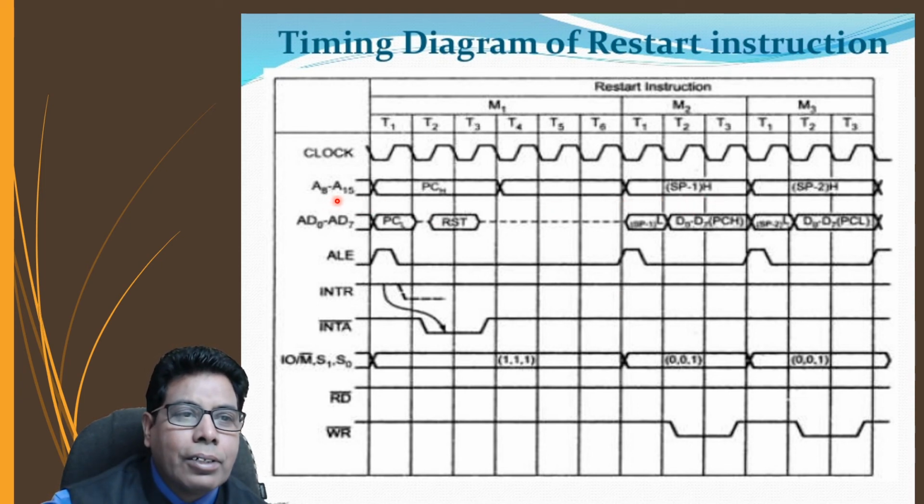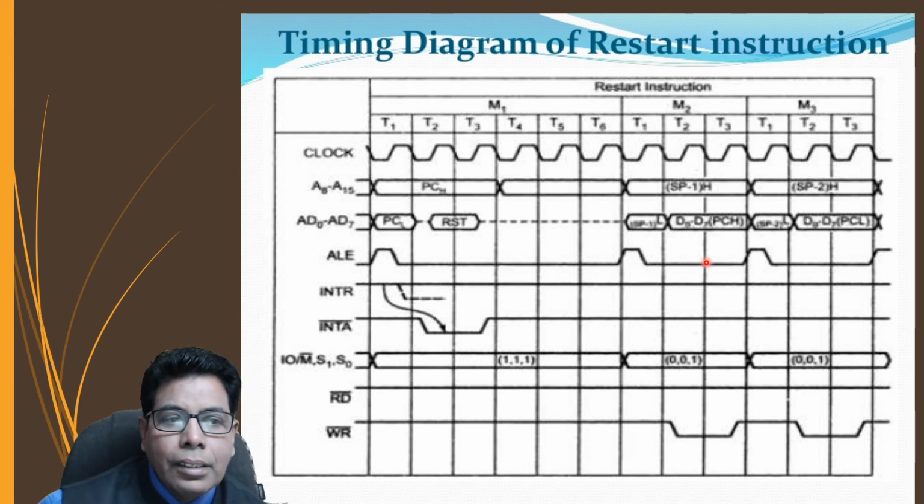As you can see here, these are the higher order address lines, from the program counter, and then they will carry the stack pointer SP-1 and SP-2, that is for saving the PC onto the stack. So here the PC will be loaded onto the stack, and then the RST code will be taken on the data lines.